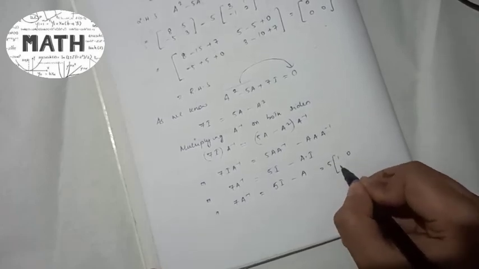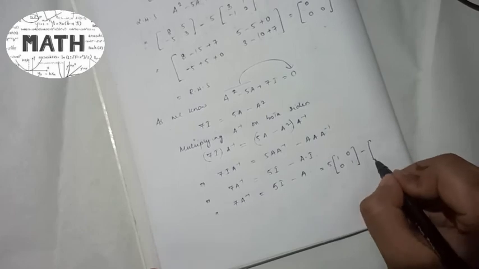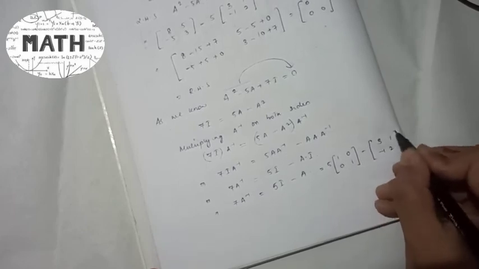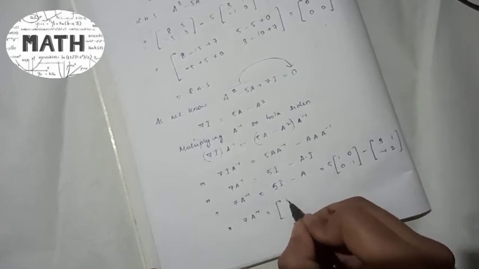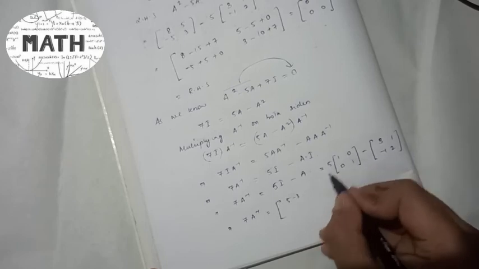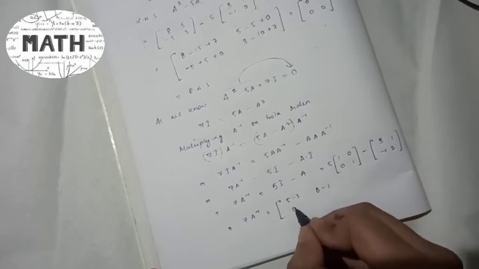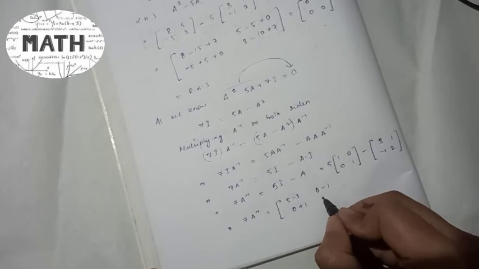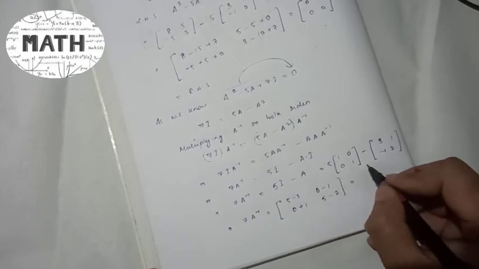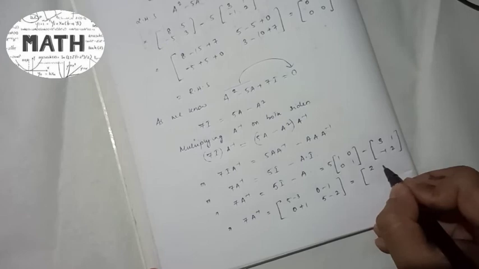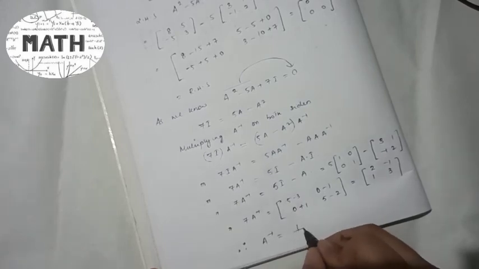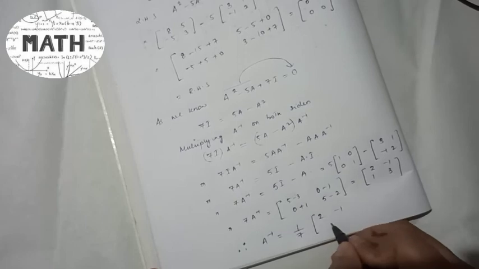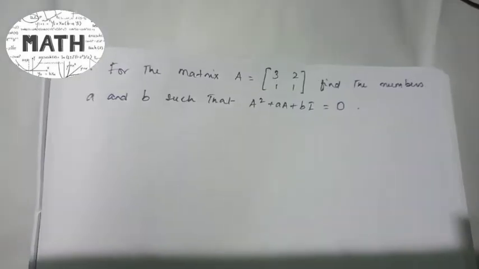times I, which is 1, 0, 0, 1, and your A happens to be 3, 1, minus 1, 2. So I got 7A inverse is equal to, that will be nothing more than 5 minus 3, 5 into 0 is 0, so 0 minus 1, 0 plus 1, 5 minus 2, which is nothing more than 2, minus 1, 1, 3. So therefore your A inverse is nothing more than 1 by 7 times 2, minus 1, 1, 3.